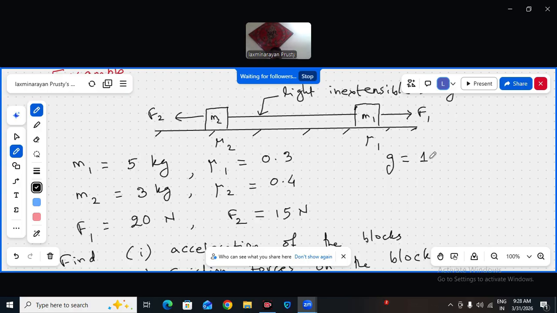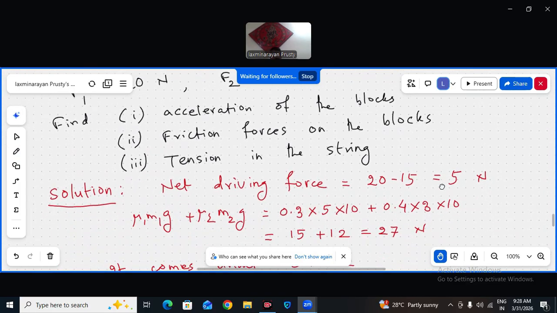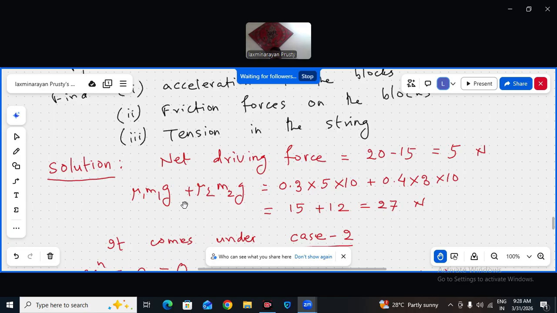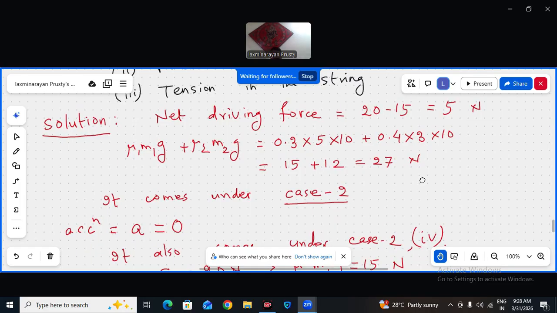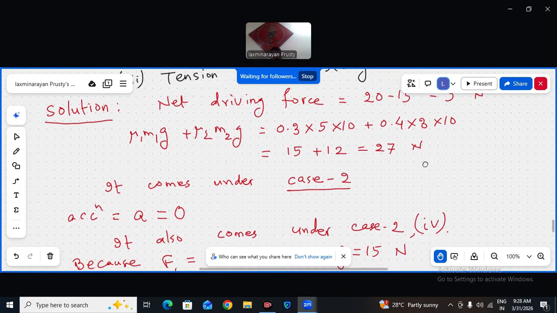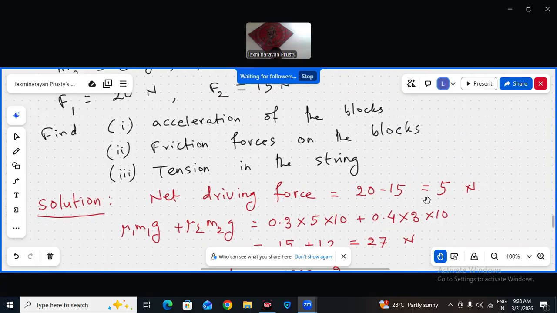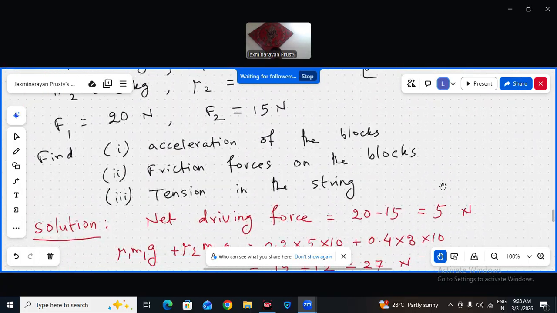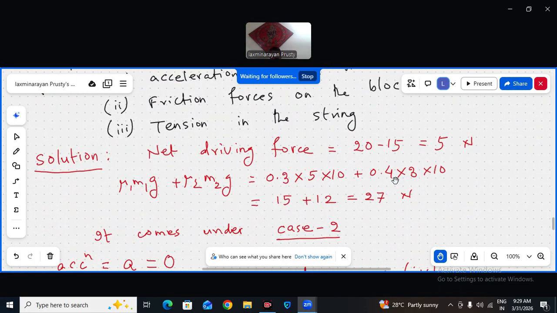G is 10 meter per second square. That's what I'm using here: μ1 m1 g plus μ2 m2 g is 0.3 into 5 into 10 plus 0.4 into 3 into 10. So that's coming out with 27 Newton as the total friction force. So net driving force is 5 Newton, where F max total I write here.